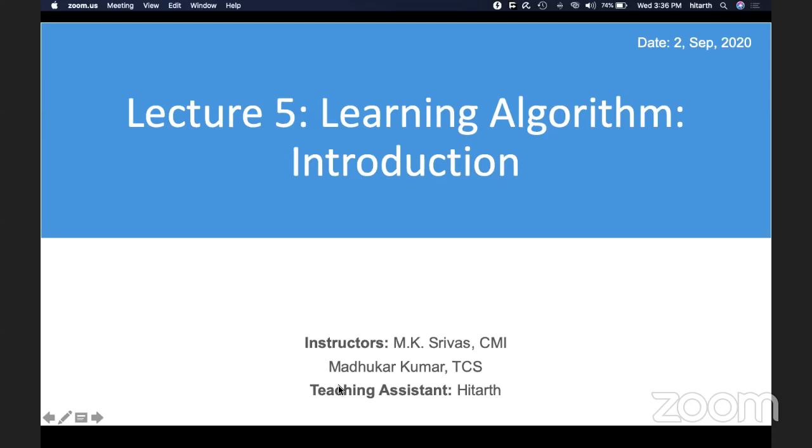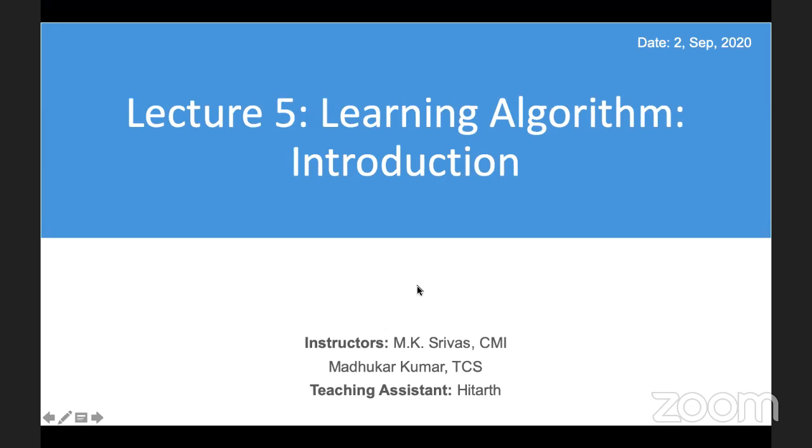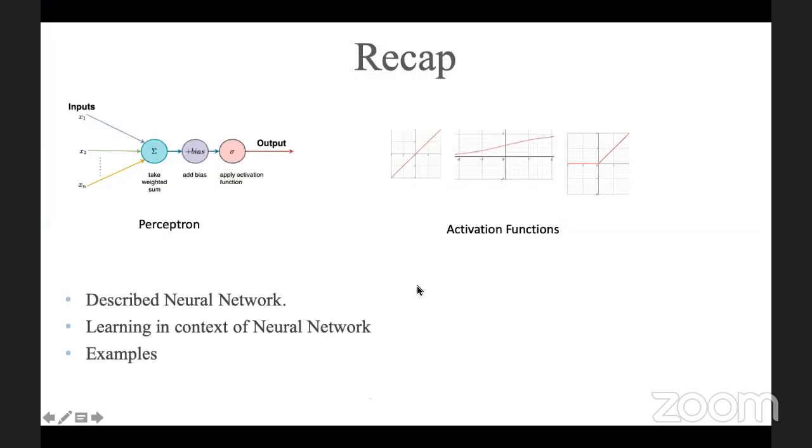Okay. So I think we should start. All right. Just for a recap, last time we saw what a perceptron is, what activation functions are, and we learned about the structure of a neural network. Briefly we discussed learning, and we saw a few examples. So I'll start with the last example that we were discussing.